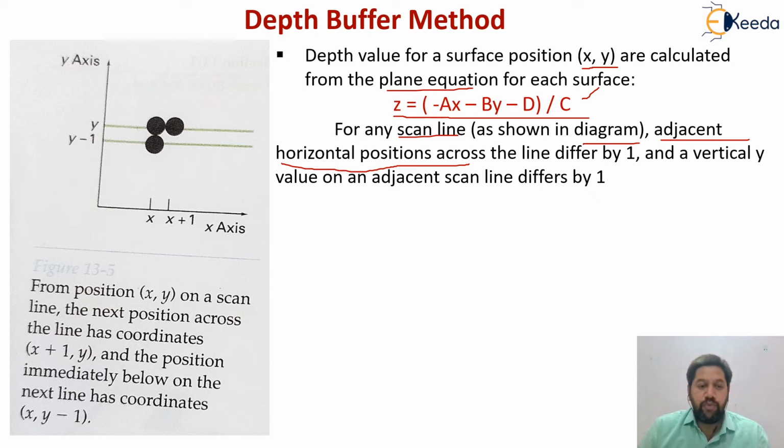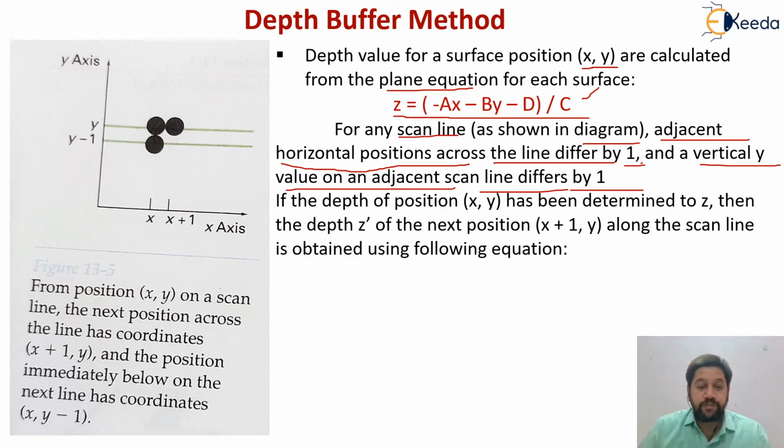Adjacent horizontal position. These are my adjacent horizontal positions. Now I just concentrate on the horizontal position, this is for the y line. Don't consider vertical; consider the horizontal position across the scan line, which differs by 1. Definitely y and y minus 1 differ by 1, and the vertical y value on the adjacent scan line differs by 1 also. So I'm considering x to x plus 1 differing by 1, and y and y minus 1 differing by 1, on the x axis and y axis.